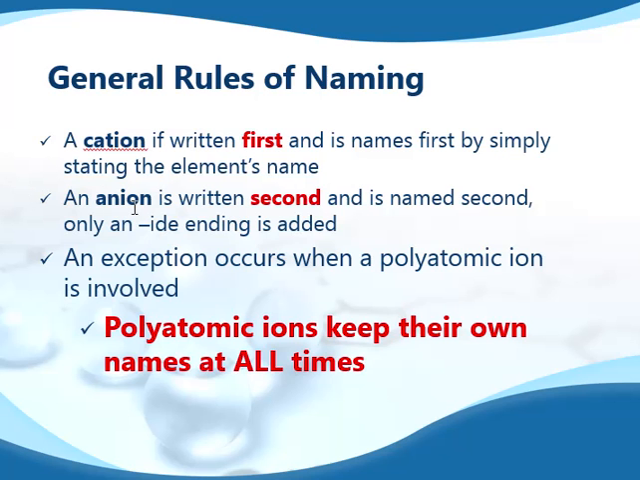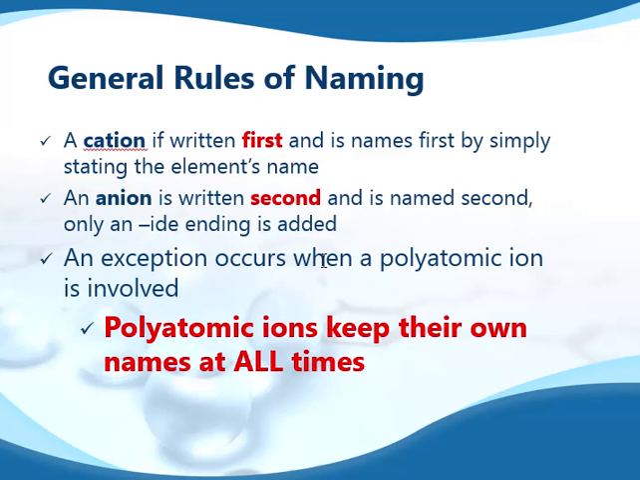Now an anion is going to be written second. Now if you have a positive with the cation, an anion should be what charge? It should be negative. And the only way that you change this anion is by adding an -ide. So chlorine becomes chloride. Oxygen becomes oxide. Carbon becomes carbide. Sulfur becomes sulfide.